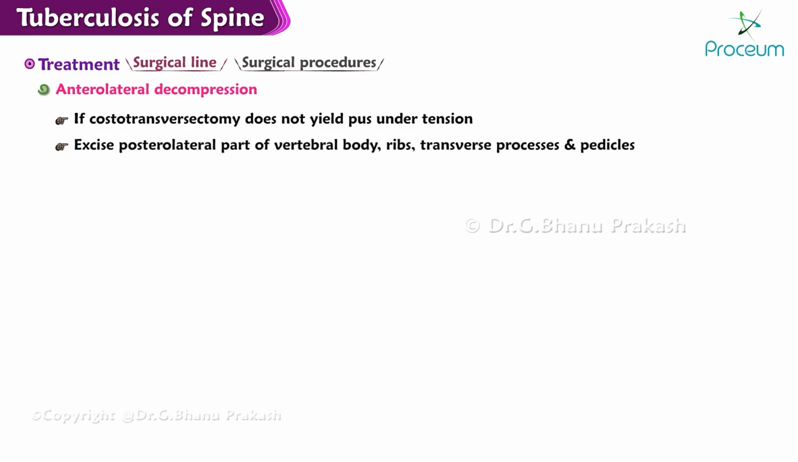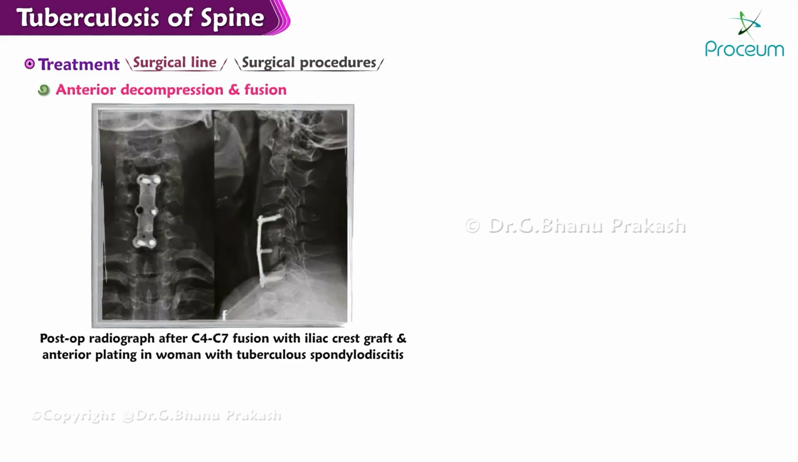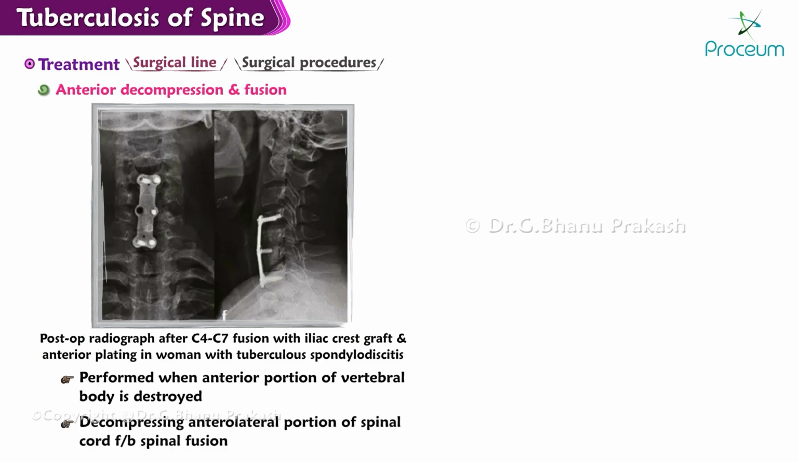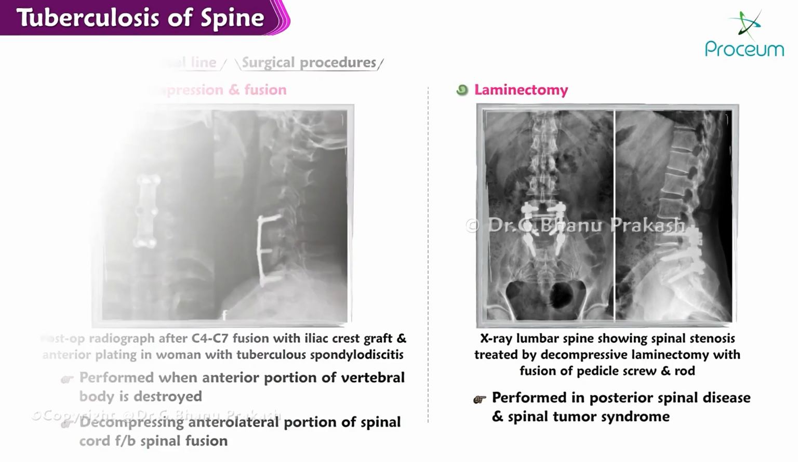It involves excising the posterolateral part of the vertebral body, ribs, transverse processes, and pedicles to clear tubercular debris and granulation tissue. Anterior decompression and fusion. This procedure is employed when the anterior portion of the vertebral body is destroyed. It involves decompressing the anterolateral portion of the spinal cord, followed by spinal fusion. Laminectomy. Laminectomy is performed in cases of posterior spinal disease and spinal tumor syndrome.